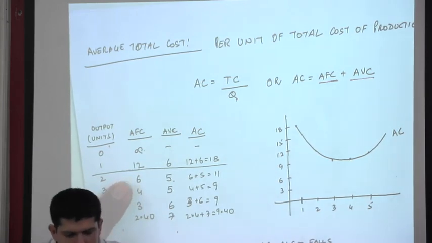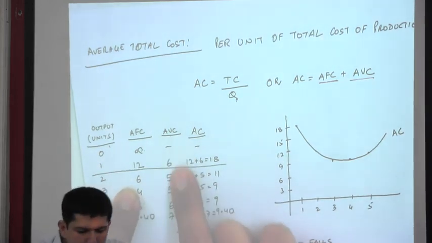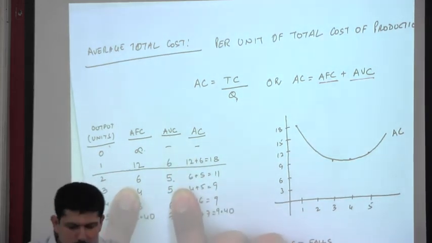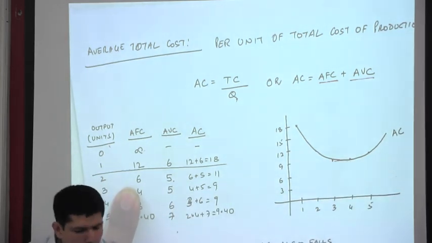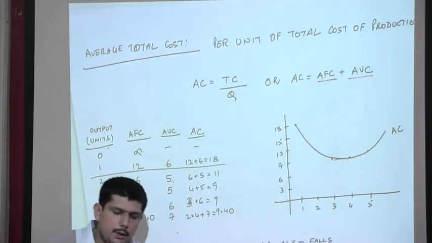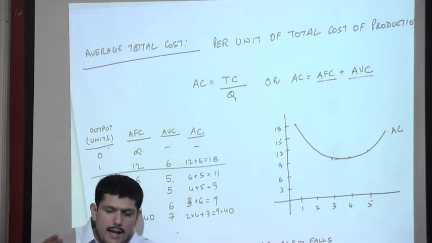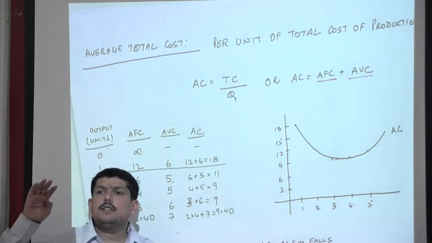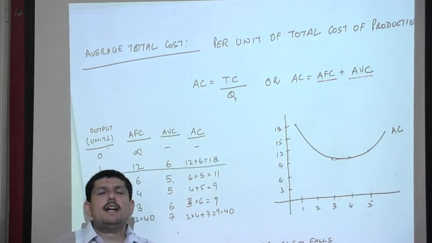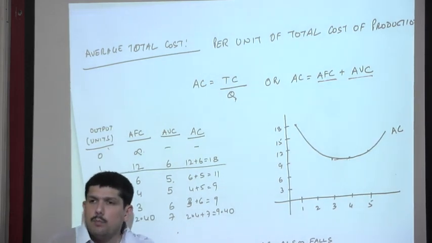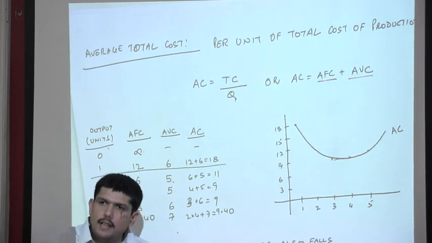Then what happens in the second phase? My average fixed cost will keep on falling, but my average variable cost will become constant, right? So at this level, it becomes more or less constant. Then what will happen in the next phase? The average fixed cost will continue to fall, but my average variable cost will start increasing, right? And at a level where the increase in my average variable cost is more than the decrease in my average fixed cost, the average cost curve will start increasing.